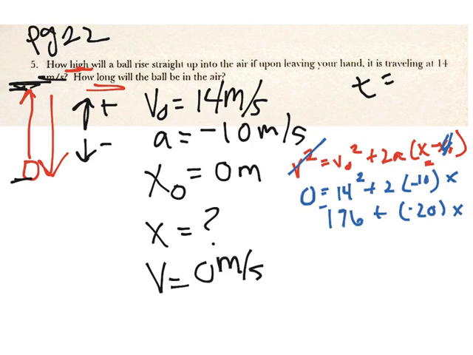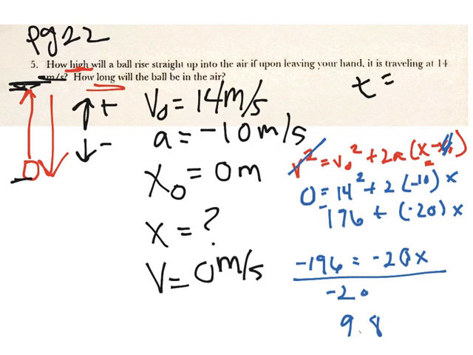Subtract this 196 from both sides, so you're going to have 196 equals negative 20x, and then divide by that negative 20 to get just x by itself. You keep going, do that math, and you're going to get x equals 9.8. So your top position is 9.8, oop, I forgot my units, 9.8 meters.